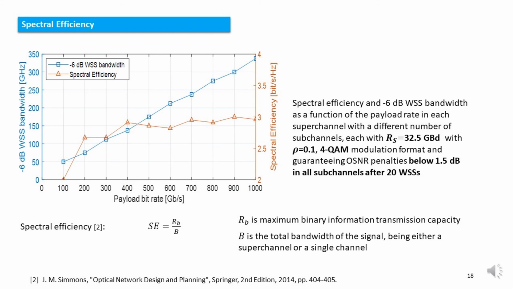In this other figure, we see the results for a symbol rate of 32.5 gigabaud. We can see that the blue line is now showing higher values. The red line shows that with 4 or more subchannels, the spectral efficiency is around 3 bits per second per hertz. The trade-off is between the spectral efficiency and the reach of the optical signal.